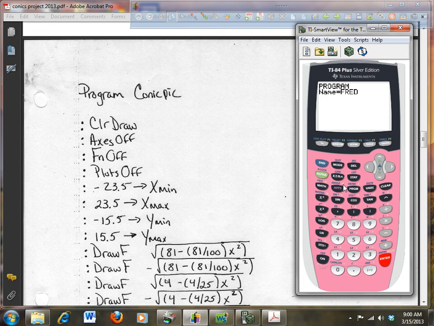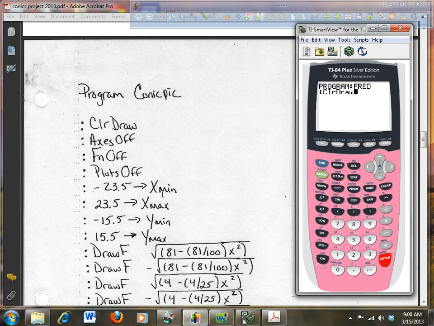For the clear draw command, you go second, and then draw, and there's clear draw. Draw is right above the program key, so you do second draw. And then you hit enter, not circle draw, just clear draw. And then you hit enter, and it'll give you another line. That's clear draw. Got that? What that does is clear your screen out and allow it to draw a picture.